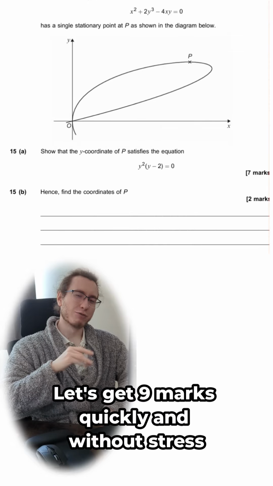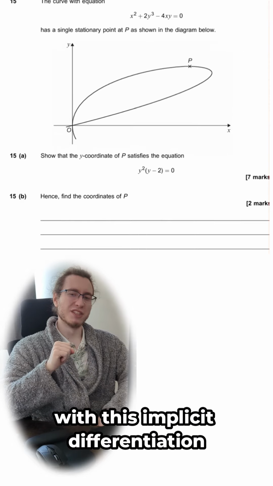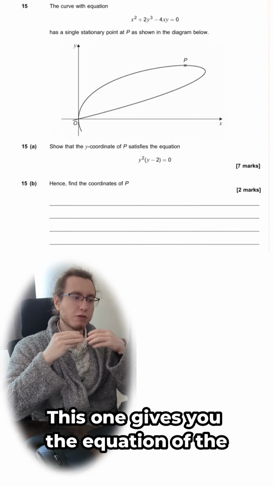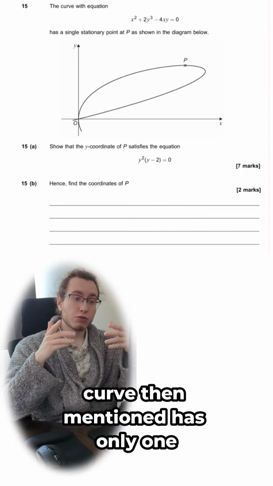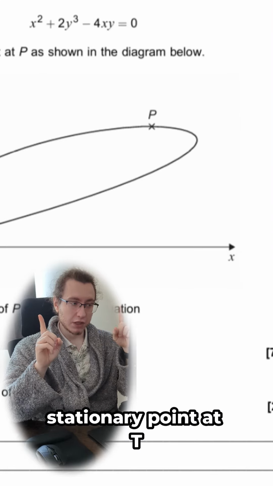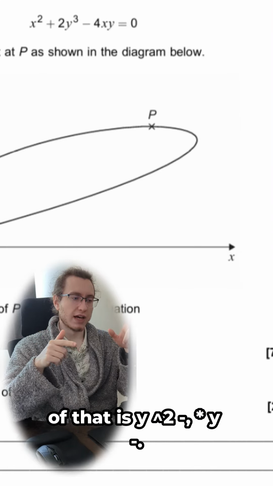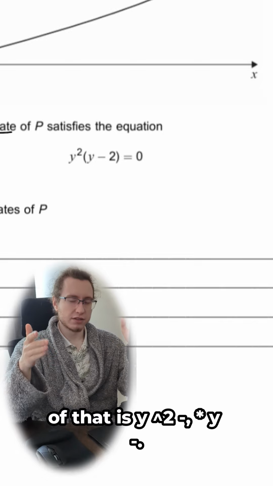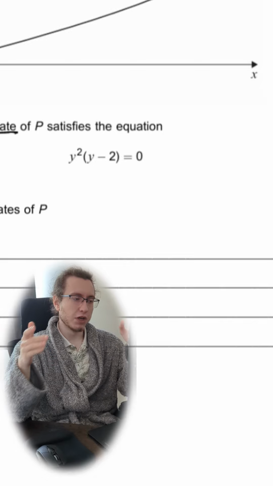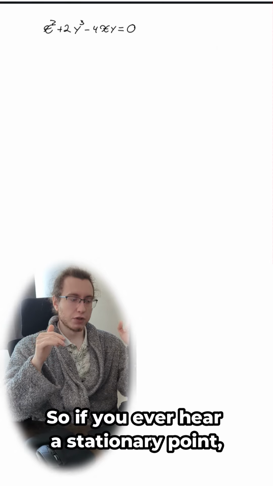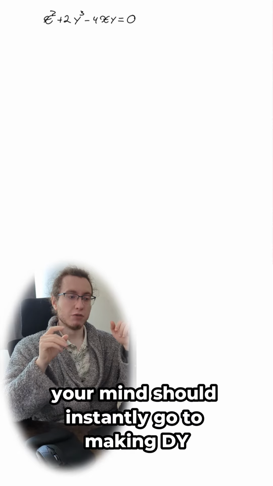Let's get 9 marks quickly and without stress with this implicit differentiation problem. This one gives you the equation of the curve, then mentions it has only one stationary point at P. So you've got to show that the y-coordinate of that is y squared times (y minus 2) is equal to 0. So if you ever hear a stationary point, your mind should instantly go to making dy by dx equal to 0.